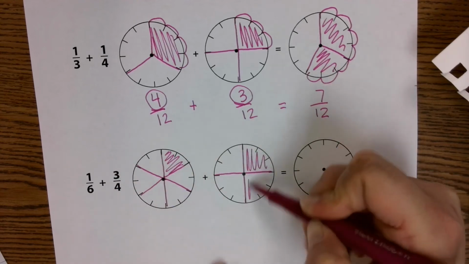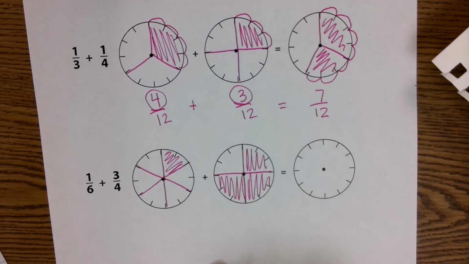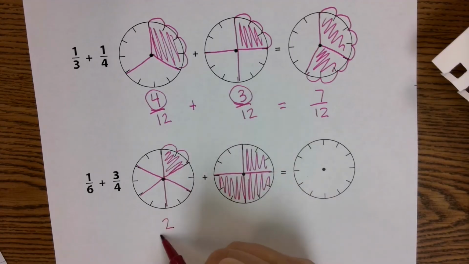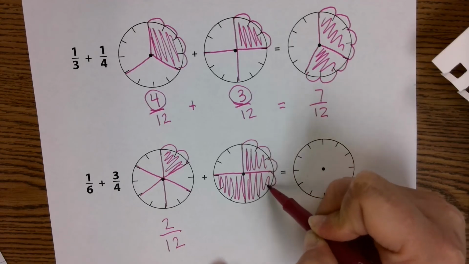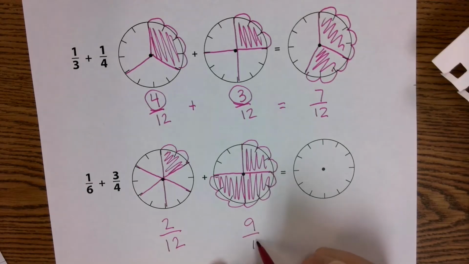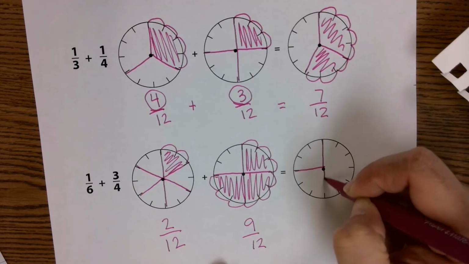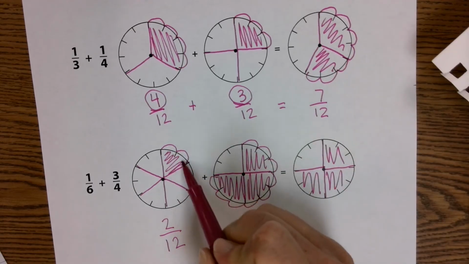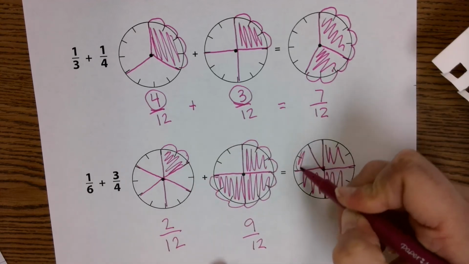So 1/4, 2/4, 3/4. Now if I look at these, here I have 1, 2 sections out of the 12. And over here I have 1, 2, 3, 4, 5, 6, 7, 8, 9 sections out of the 12. If I go over here, I have my 3/4, 1/4, 2/4, 3/4, and my 1/6 is just 2 sections. So here's my 1/6 right here.